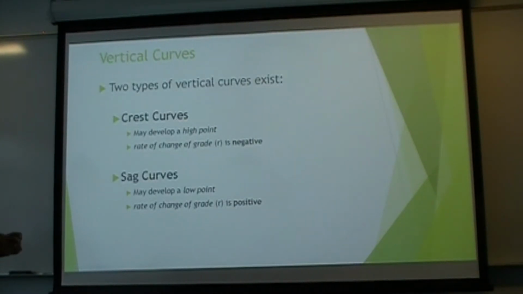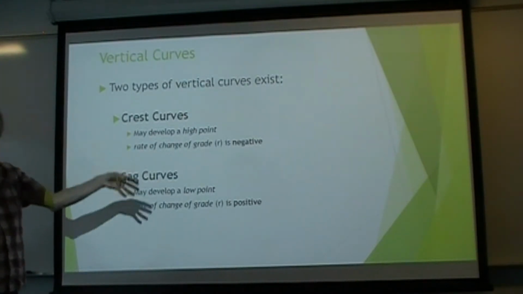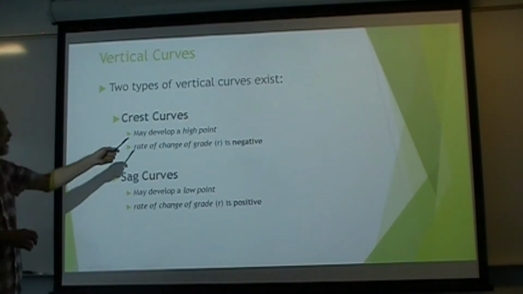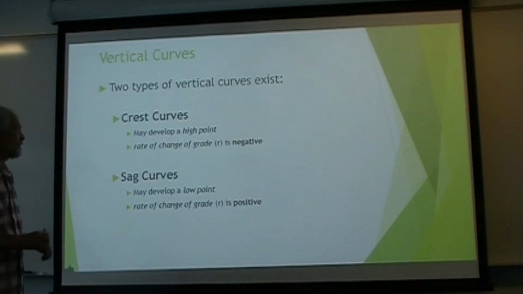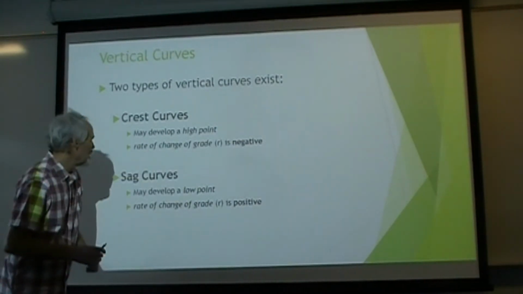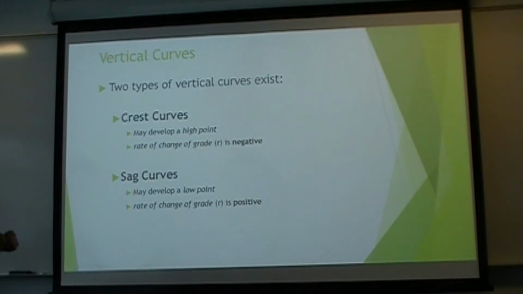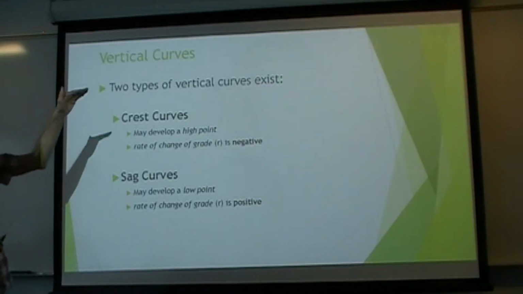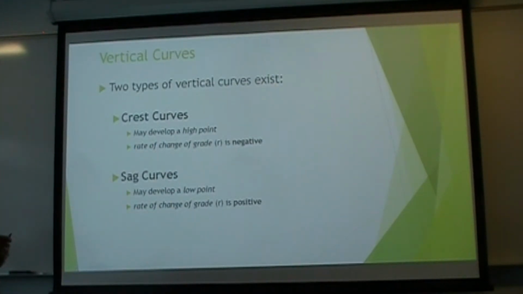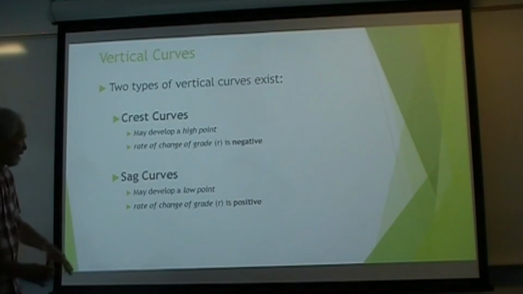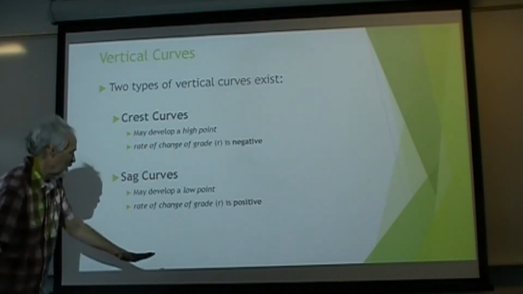All right. So vertical curves, the parabolas that we're going to look at, exist as one of two types, what we call crests and sags. A crest curve is a curve that's going to shed water off of it. It may develop a high point, though not all of these will. It has what's called a rate of change of grade associated with it, which we define as R. That is negative, so over time it may have a peak, but over time it's going to go down. The sag curve may develop a low spot, so it catches water, and it has a rate of change of grade that over time is going to go positive.